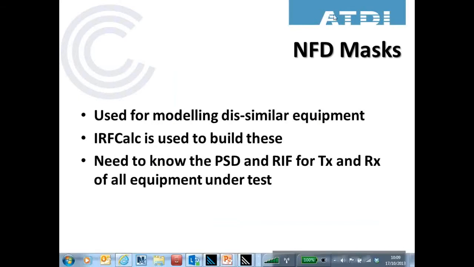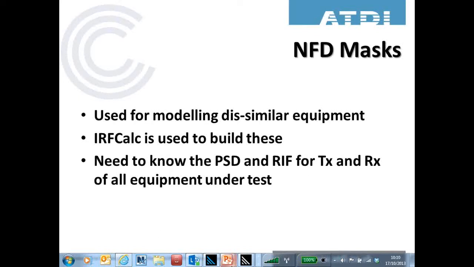So, NFD masks, what are these? These are normally used for modeling dissimilar equipment. So, for example, if I wanted to look at LTE upon WiMAX, because they were sharing the same band, I would bring in my power spectral density masks for both equipment and my rejection image factor for my receiving equipment.